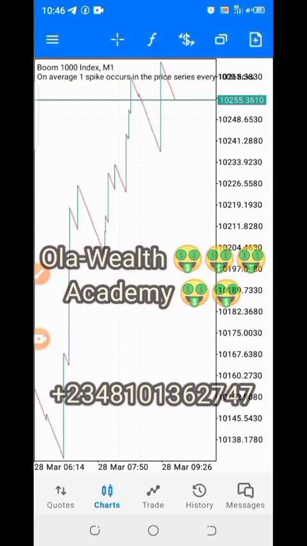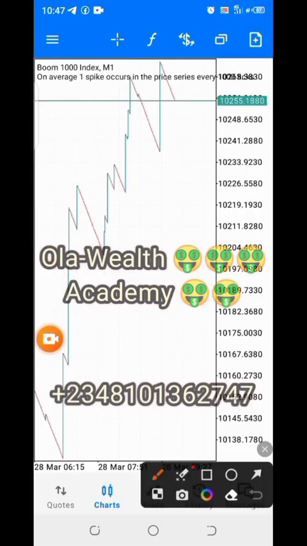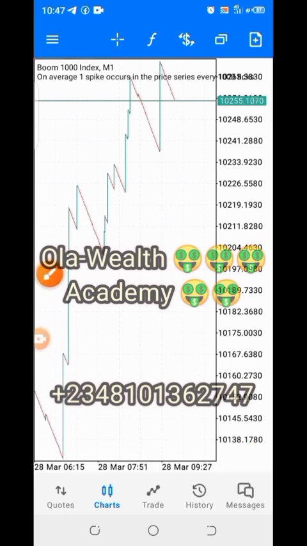Now as you can see, I'm not using any indicator. I don't use indicators at all. So here's how I do that. The first thing you will need to do is come to the Boom 1000, just as you can see here. This is on Boom 1000. You open the chart and you have the chart like this.